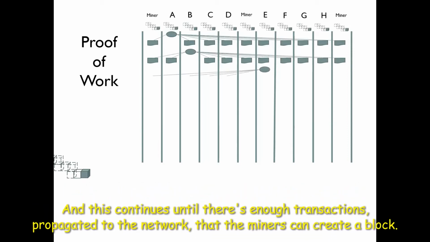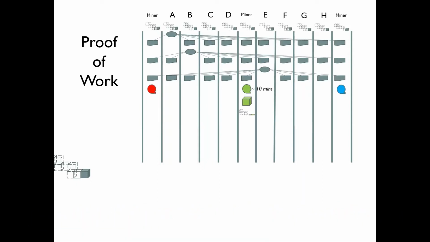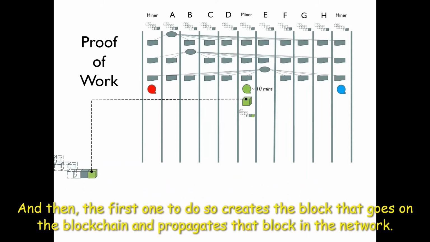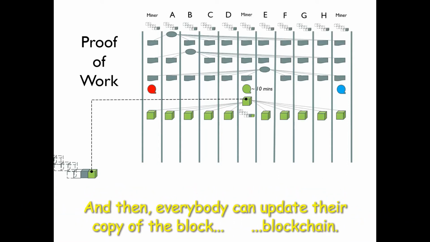And this continues until there's enough transactions propagated in the network that the miners can create a block, and they then compete to solve the puzzle of creating a hash that's below the level of difficulty in the network. And the first one to do so creates the block that goes on the blockchain and propagates that block in the network. And then everybody can update their copy of the blockchain.